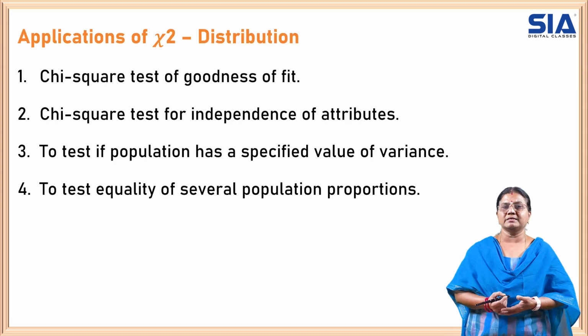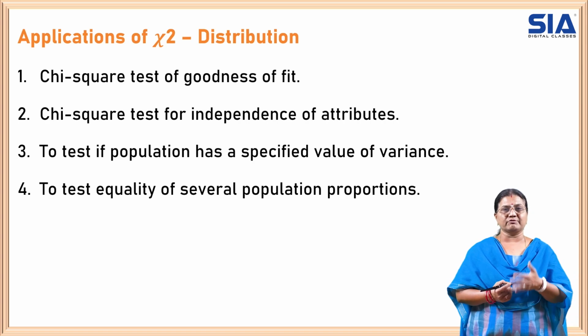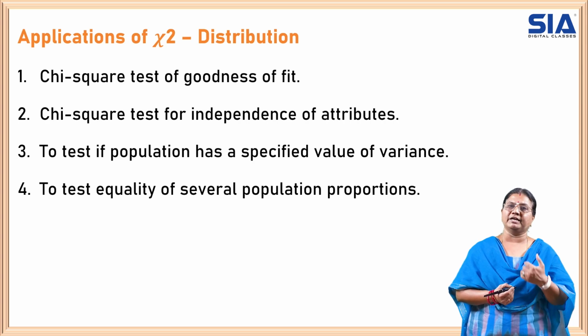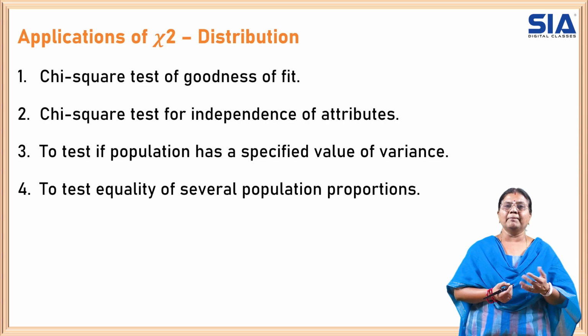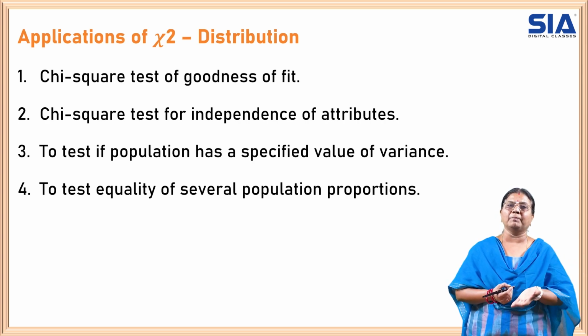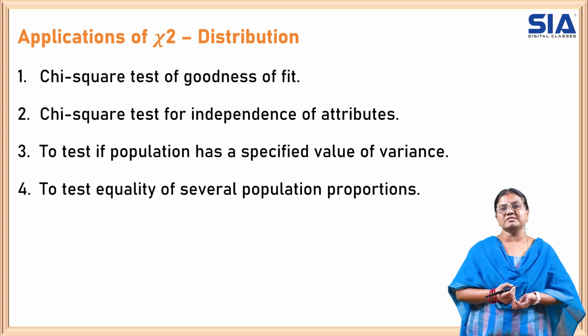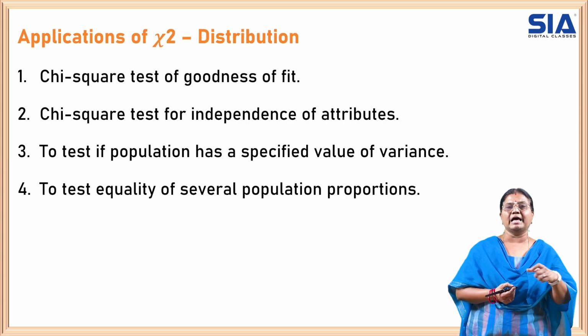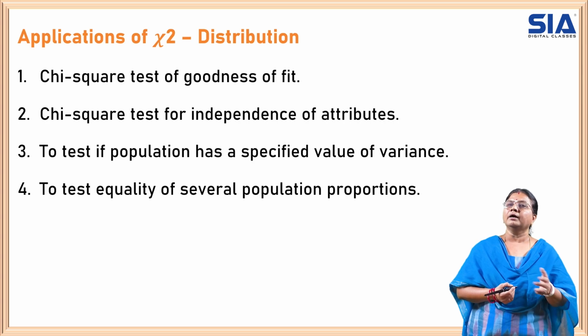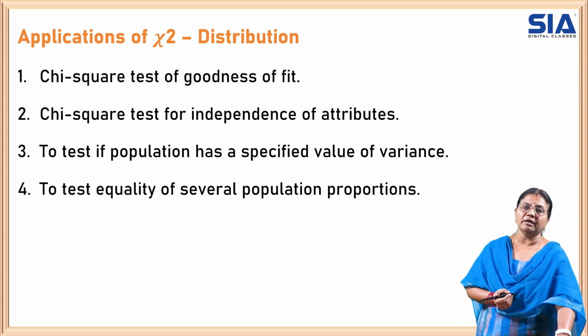Before using that, let us see the applications of chi-square distribution. It is treated as a test of goodness of fit. This technique will help us with the goodness of fit, and also the independence of attributes, and to test if a population has a specified value of variance. Whatever population we have selected, whether it has a specified value of variance or not, this test will help us check. The test is also used to test equality of several population proportions, whether the mean is equal or different. This test will help us determine that.